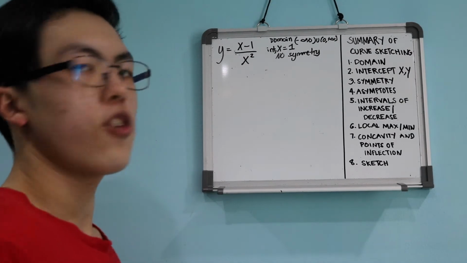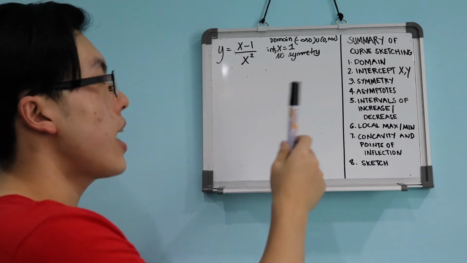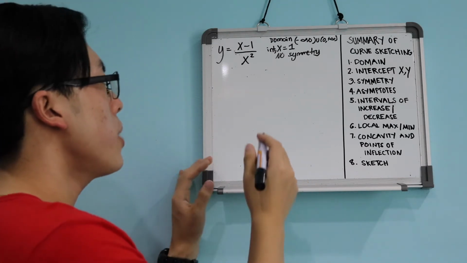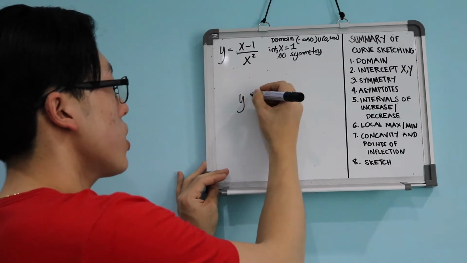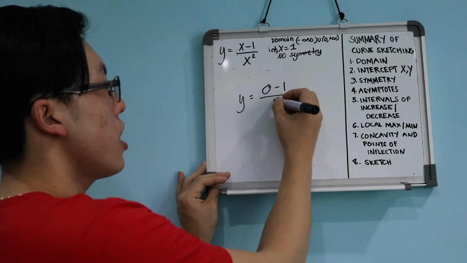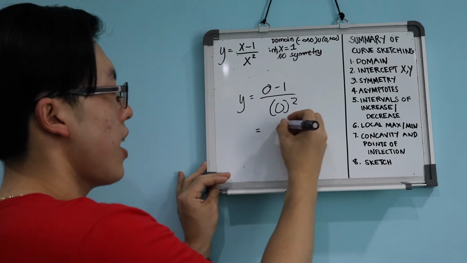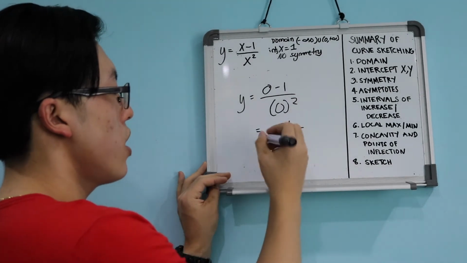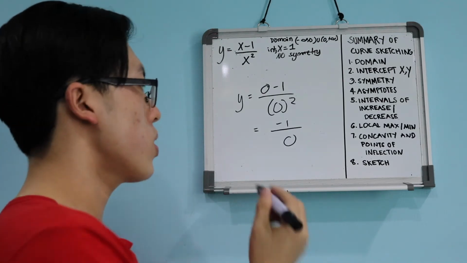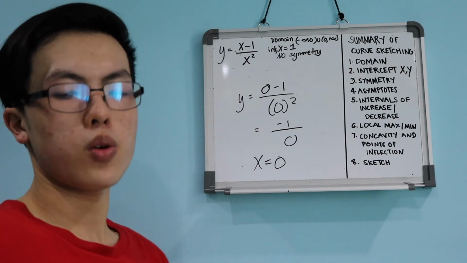Usually, a rational function has a vertical asymptote. And here, when you get the asymptote, all you need to do is equate the denominator to 0. So y is equal to 0 minus 1 over 0 squared, so you'll get negative 1 over 0. And when the numerator is not 0, there is an asymptote. So at x equals 0, there is a vertical asymptote.